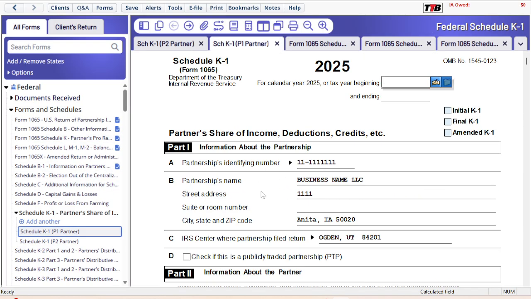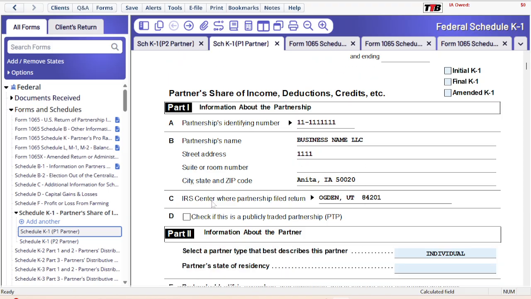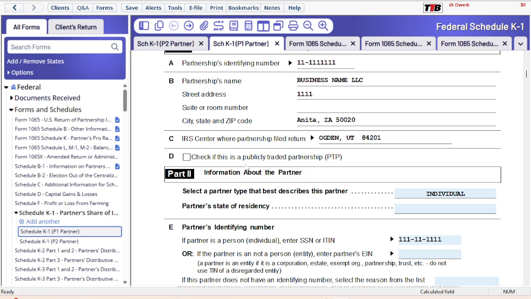So when we go back to schedule K1 partner 1, line 1 will have the business identification number, B will have the business filing 1065 information, name, address, and we'll put where 1065 is going, IRS wise, and if it is the final K1 it will be checked, otherwise those things will be left blank, and D will be left blank because it's not publicly traded.